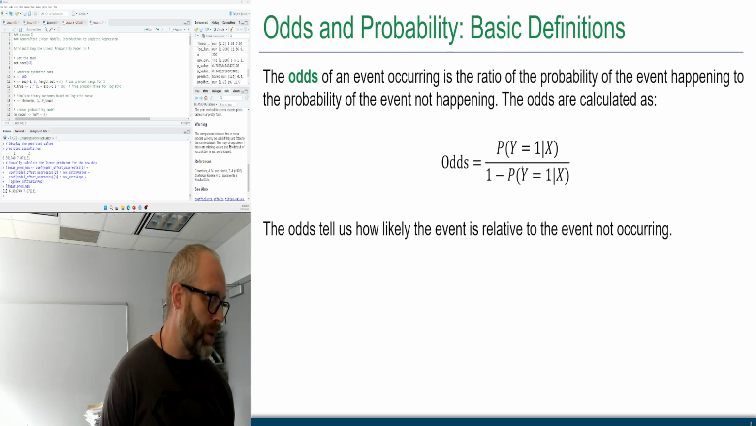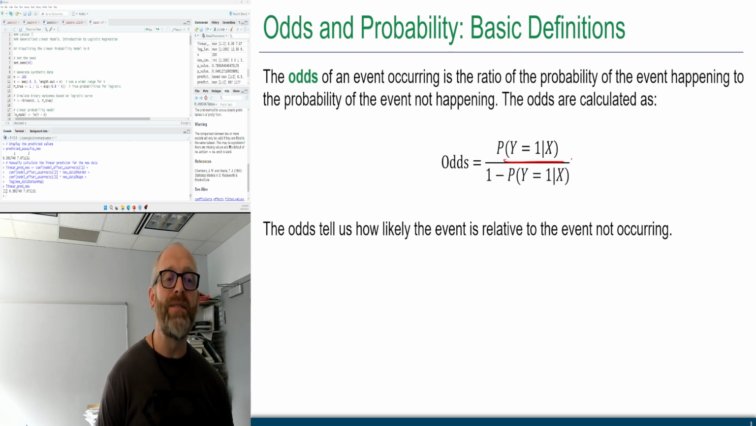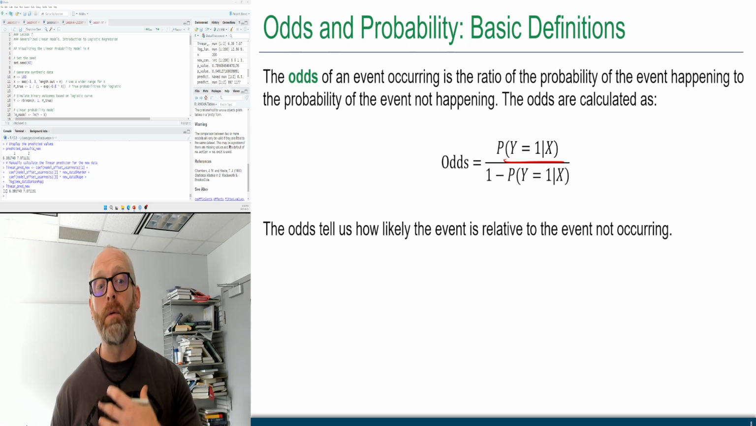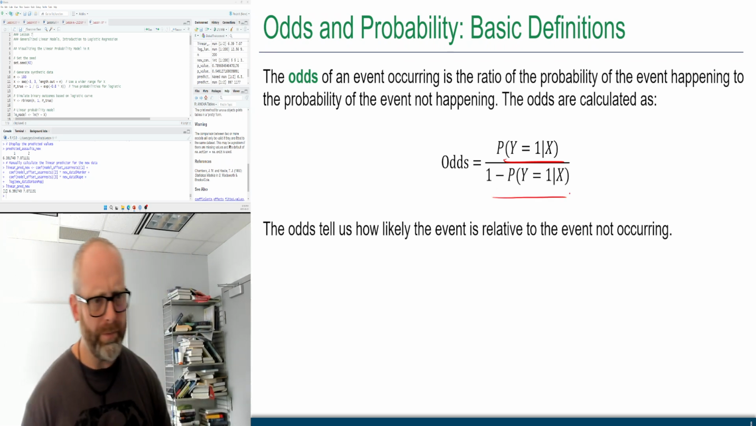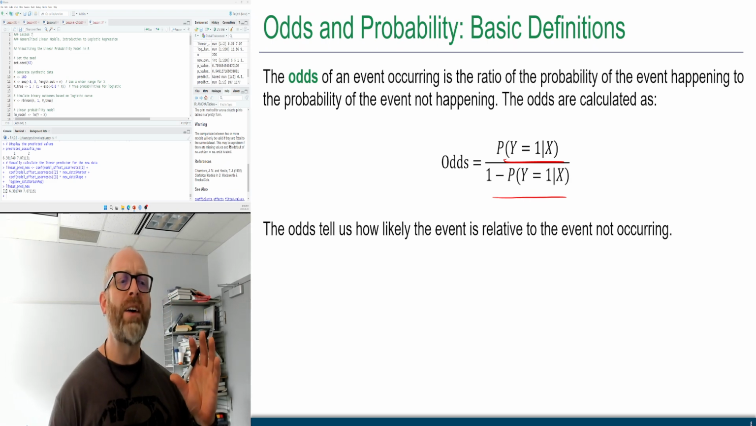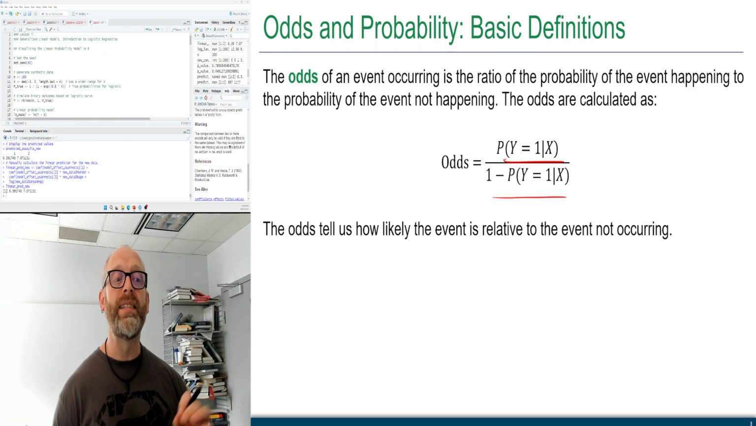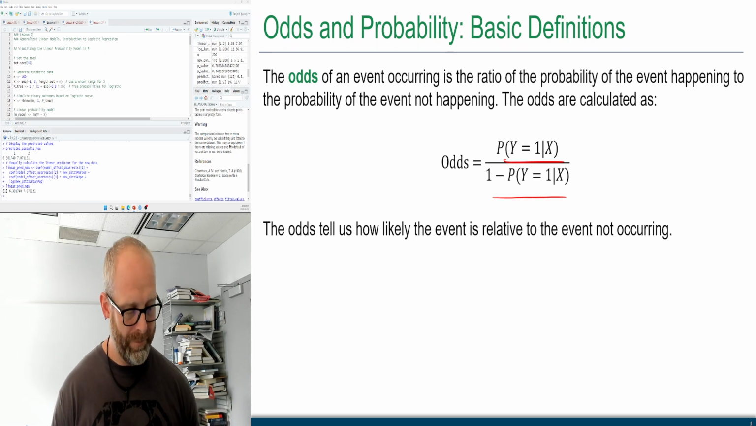So odds is simply the probability that y is equal to 1 for a given value of x. That's the probability of success. The probability of failure is 1 minus that. So the odds tell us how likely the event is relative to the event not occurring.